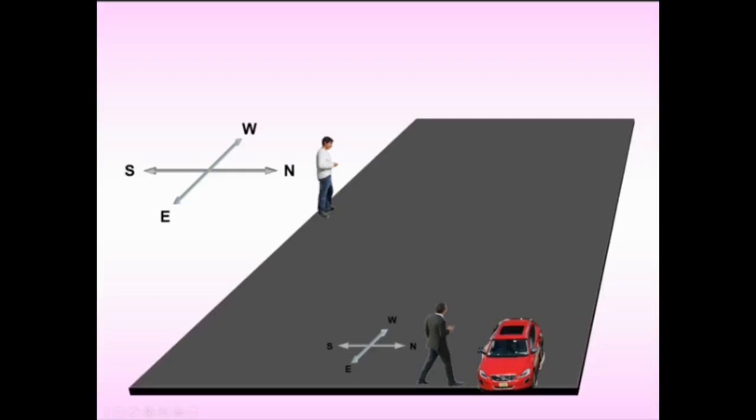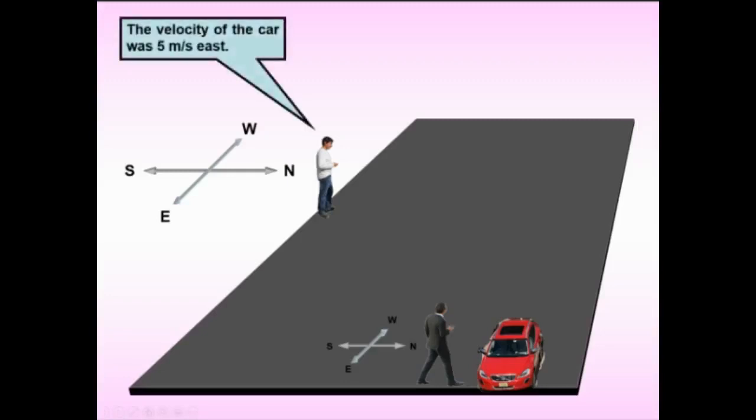Great. So if we listen to this person, the velocity of the car, go ahead and copy this one now. The first situation is that 2 observers are not moving and only one was moving. So the velocity of the car was 5 meters per second. That's your speed part. East is your direction part.